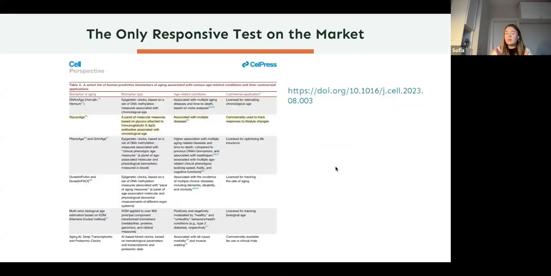This paper actually came out recently, a couple of weeks ago, and what they said is that GlycanAge is the only commercially available test to track responses to different lifestyle changes. You can take a look at this link if you want to read the paper. I think it's very insightful, and it gives you an overview of all the different tests that are being used right now to determine the biological age.